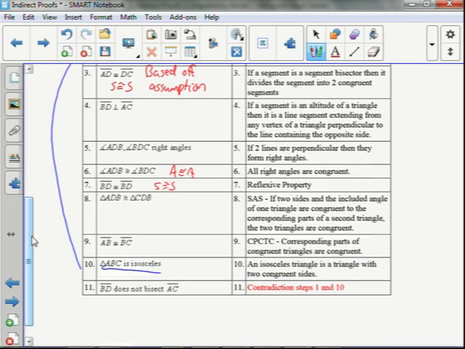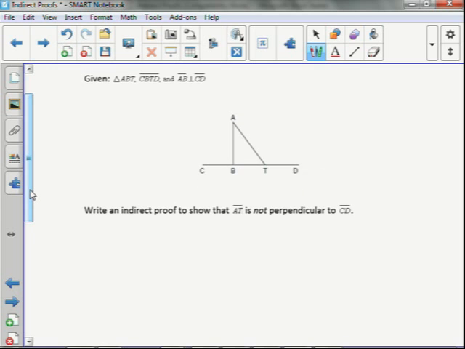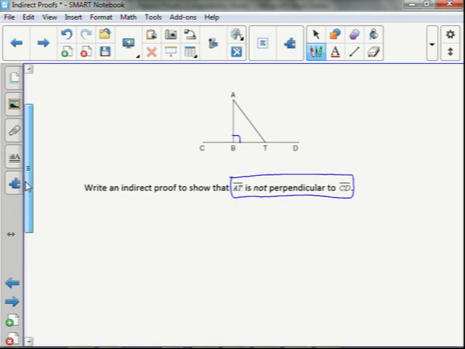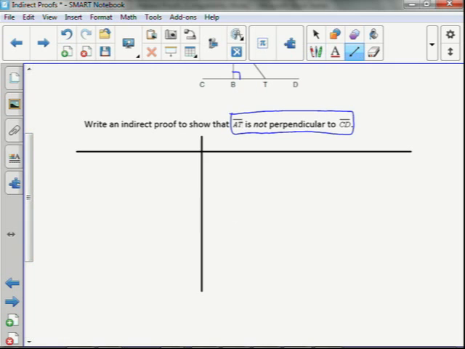Okay, so we're going to try two more. All right, given triangle ABT with line CBTD, and AB is perpendicular to CD, so we've got a perpendicular line there. Write an indirect proof to show that AT is not perpendicular to CD. Okay, so that's our indication again to use the indirect method.